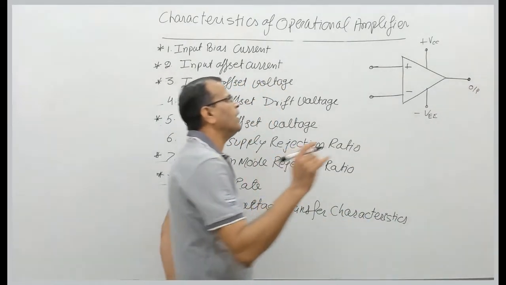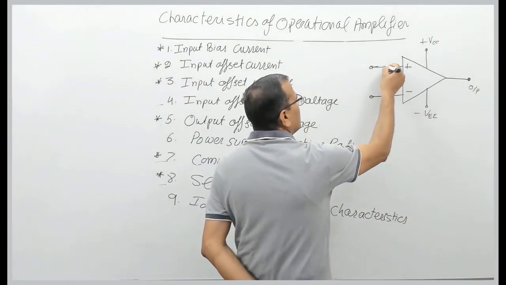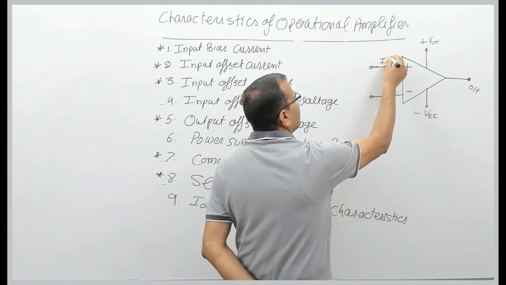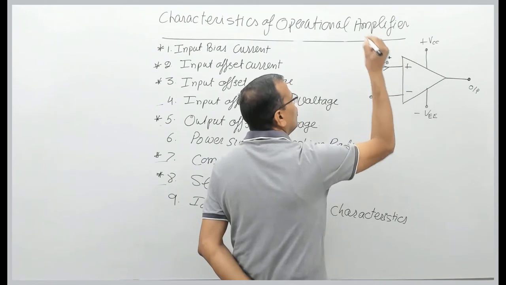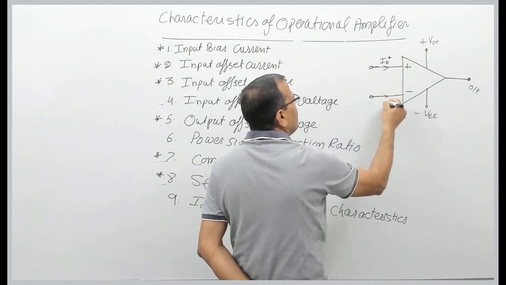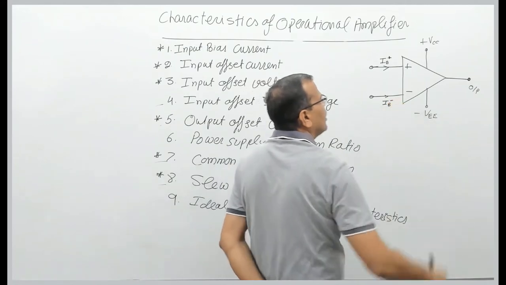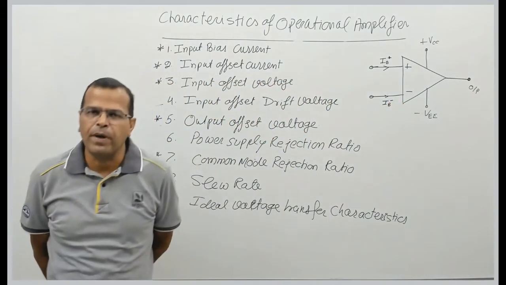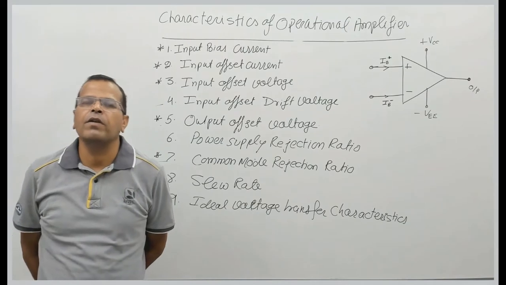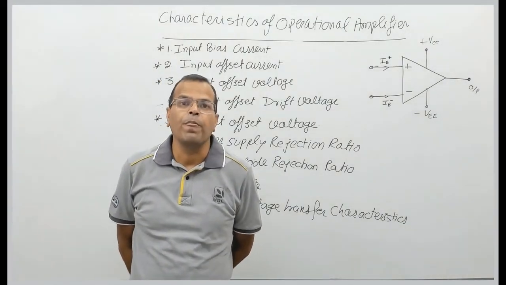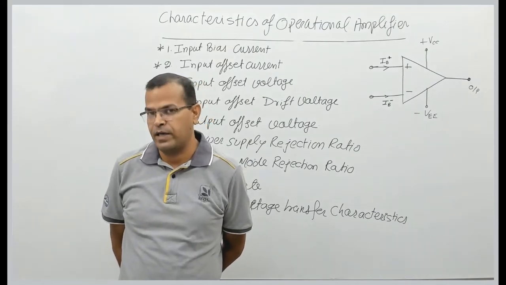So we assume that there is a bias current entering into this non-inverting terminal. We have another bias current entering into this inverting terminal. Remember, in operational amplifier there is always some biasing current entering into the terminals of the amplifier.